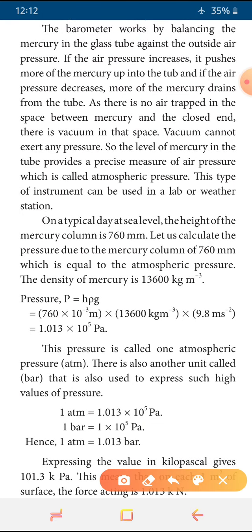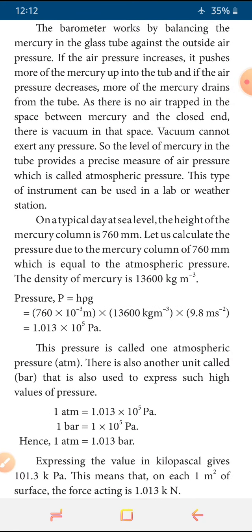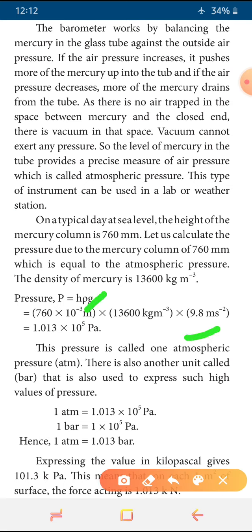Pressure P is equal to h rho g. This we calculated in the last class. Here h is the height up to which the mercury rises, 760 millimeter, that is 76 centimeter. We substitute that, where 1 milli is 10 power minus 3. Then rho is 13,600 kg per meter cube, this is the density of mercury, and g is the acceleration due to gravity, taken as 9.8. We multiply all these values. It gives the answer 1.013 into 10 to the power 5 Pascal.